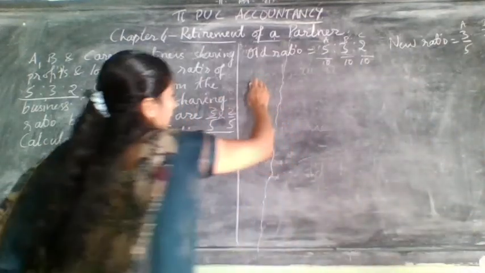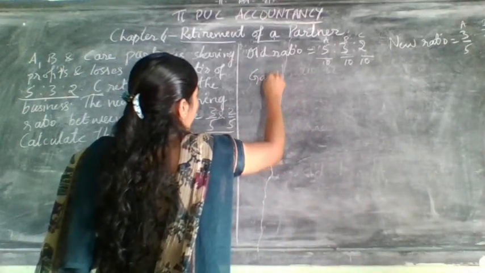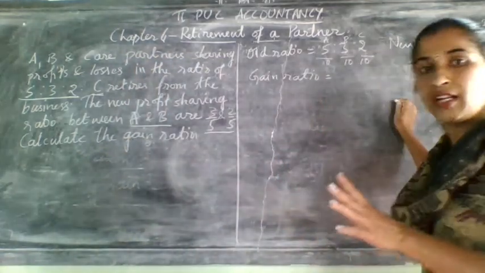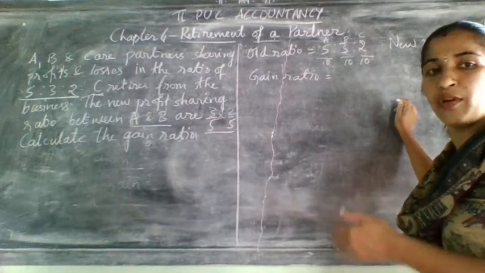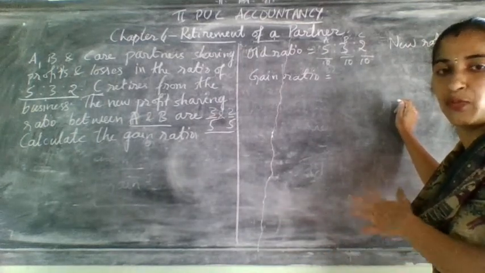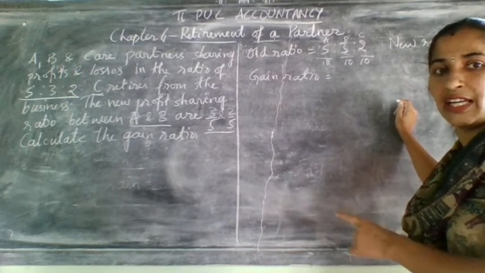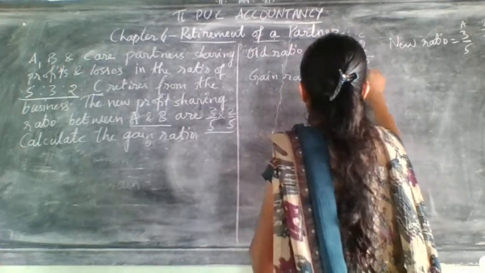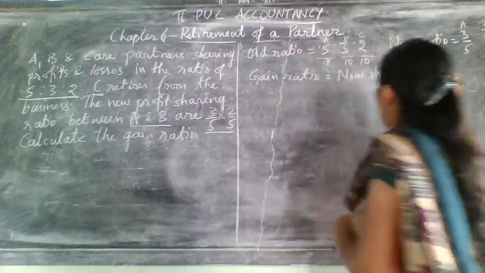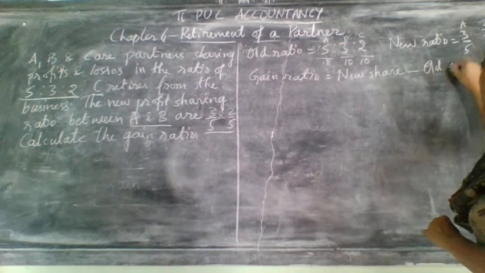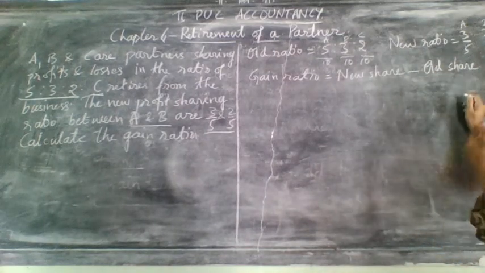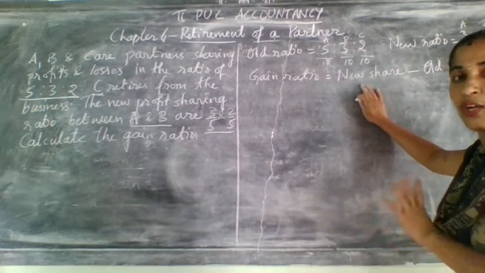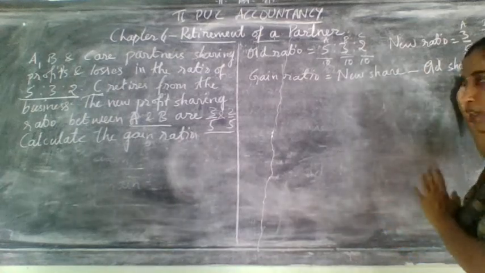Now let us write the formula. What is the formula? Gain ratio is equal to, remember, it is not old share first. When you practice sacrifice ratio, obviously old will come first, but to calculate gain ratio which one will come first? New share will come first. So new share or new ratio minus old share or old ratio. Remember, to calculate gain ratio, first we need to take the new ratio or new share, and don't take the old ratio first. Old ratio will be the next part.